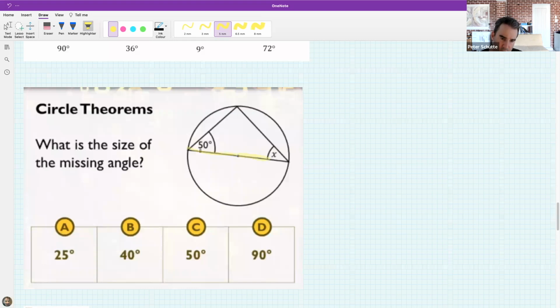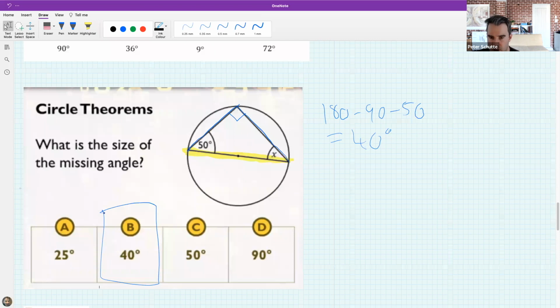What's special about this line? It feels like that's a diameter. And if that's the diameter, then the diameter subtends an angle of 90. And that's good news because all triangles add up to 180. So I go 180 minus 90 minus 50, and I get left with 40, which is B.